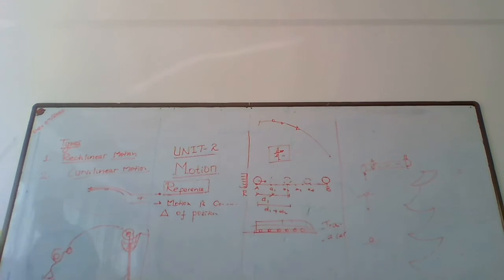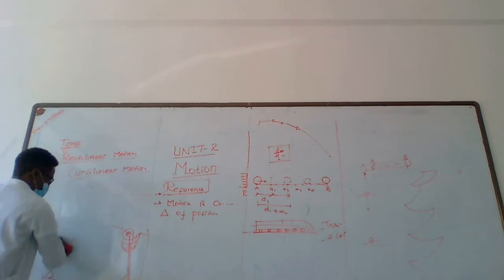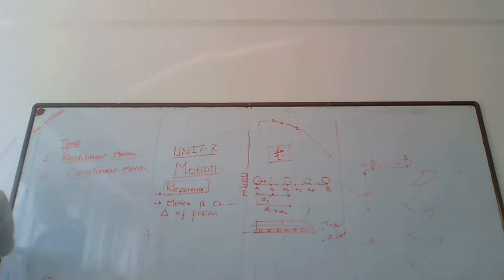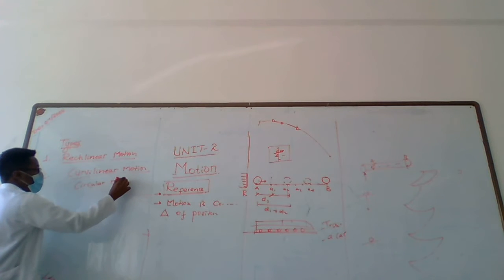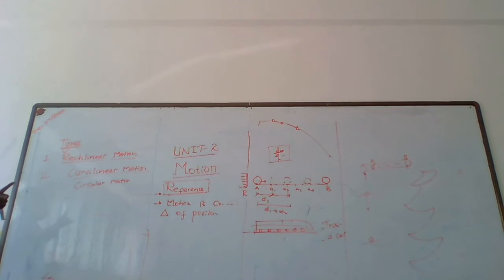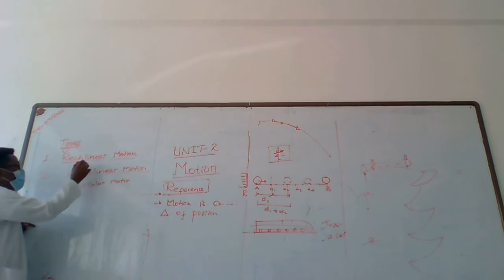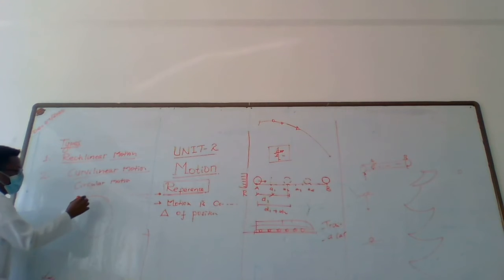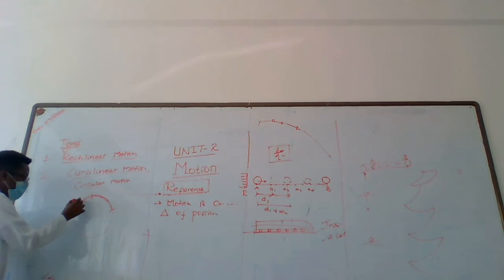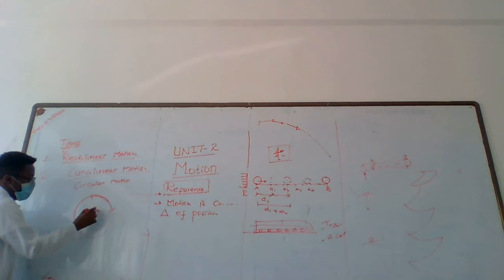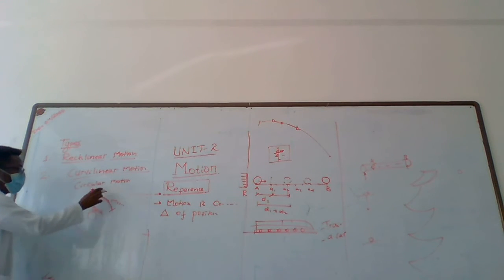Okay, so now let's go to the third type of motion, which is circular motion. Circular motion is a curvilinear motion, but it is a complete circle. Curvilinear motion is some portion of a curve, but circular motion is the full circle. For example, the sun, the earth and the moon. The moon orbits the earth.